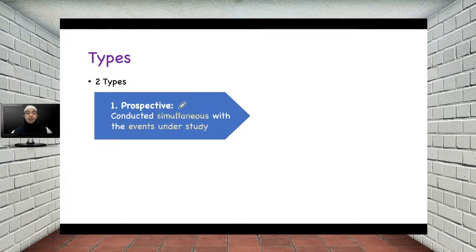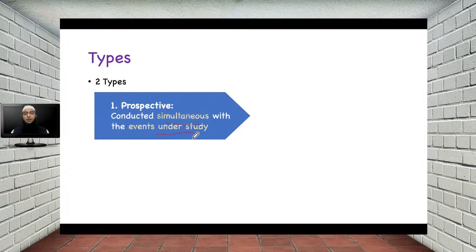It is the study which is conducted simultaneously with the event under the study. Now what do you mean by simultaneous study? In a prospective study, there is one group to whom you are giving the medicine, and another group to whom you have not given the medicine. Both groups are there, and you are simultaneously doing the observation. So this is the present study, this is the current study. That is called the prospective study.